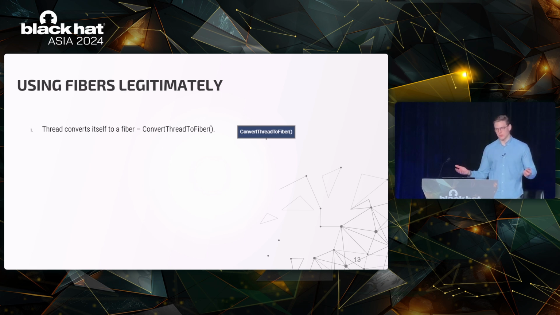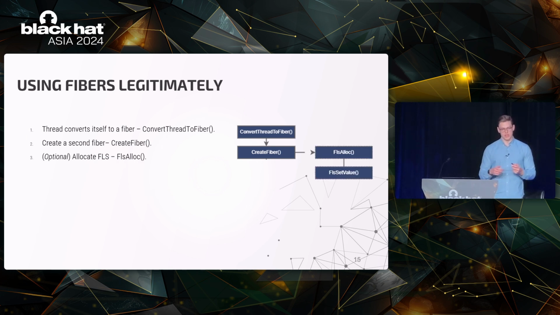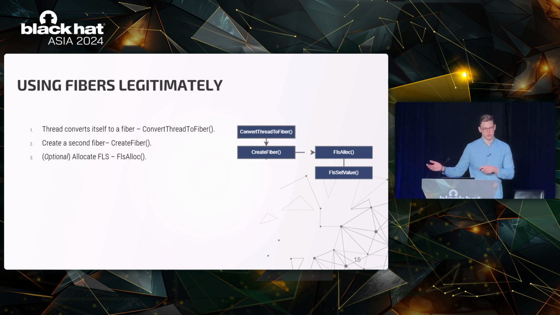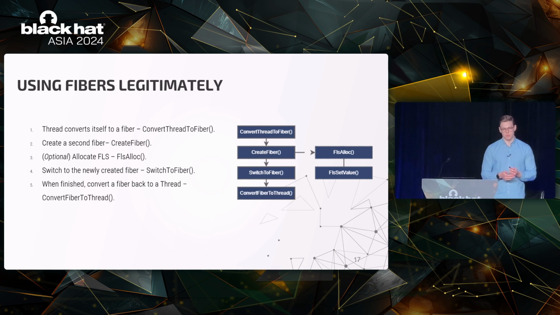So how would one use fibers with the Fiber API on Windows? Well, first we need to convert our thread to a fiber with ConvertThreadToFiber. Then we create a new fiber with CreateFiber. Optionally, at this point, we could allocate some fiber local storage unique to that fiber. And then when we're ready to execute this newly created fiber, we call the SwitchToFiber function. When we finish, we can either convert our fiber back to a thread with ConvertFiberToThread, or we can delete the fiber or delete the overall thread itself.